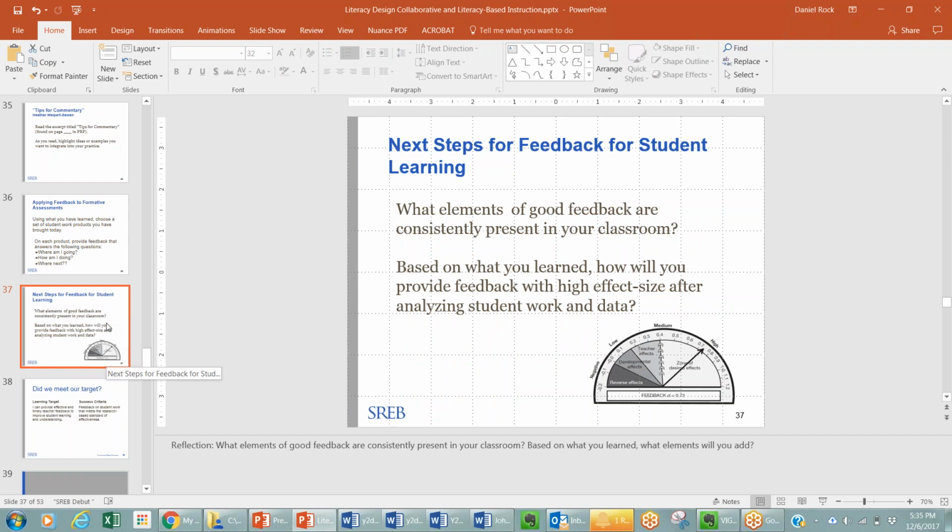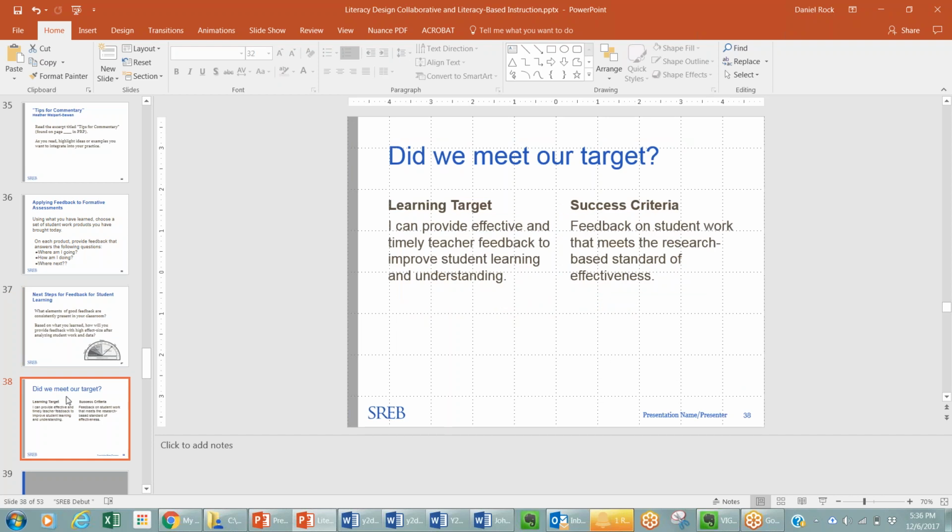So we've done that. We've shared, maybe have some teachers share feedback they wrote on their papers. So what elements of good feedback are consistently present in your classroom? What of what we did today is happening in your classroom now? Be honest. Which type of feedback are you good at? And what feedback are you not good at? I know the not addressing, making it personal, that's a challenge for me. So all of that kind of stuff, you want to put that in there based on what you learned. How will you provide better feedback? Great. It's a debrief and then go back to our organizer and fill that in.